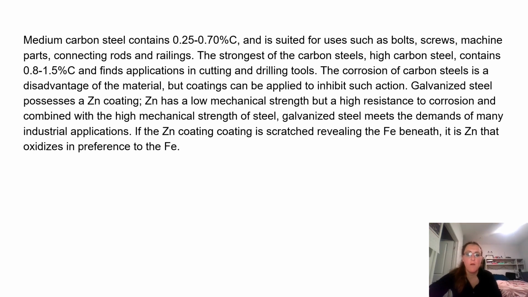The corrosion of carbon steels is a disadvantage of the material, but coatings can be applied to inhibit such action. Galvanized steel possesses a zinc coating. Zinc has a low mechanical strength but a high resistance to corrosion, and combined with the high mechanical strength of steel, galvanized steel meets the demands of many industrial applications. If the zinc coating is scratched revealing the iron beneath, it is zinc that oxidizes in preference to the iron.